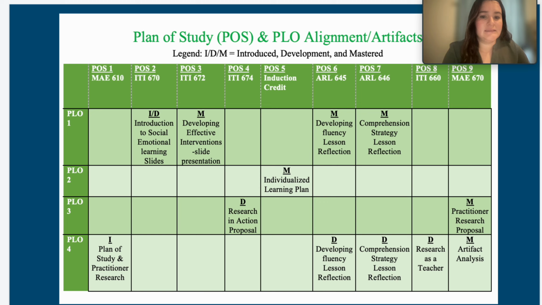The next one was ITI 660, and I chose an artifact called Research as a Teacher. Along with it, I chose PLO 4 with D as development. The next one was my last course, and it is MAE 670, and for this I chose PLO 4 for the artifact analysis, and I gave an M for mastered.